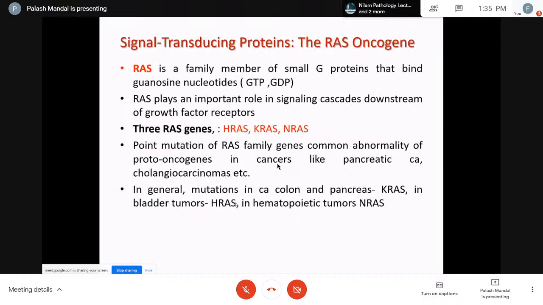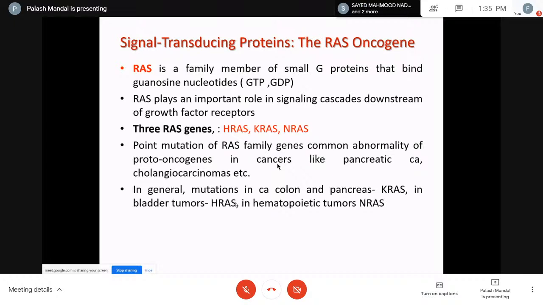Now coming to signal transducing proteins. So we are coming one by one. Growth factors were there. They may be modified. The growth factor receptors may be modified. Okay. So the growth factor receptors, their modification we discussed, the RET proto-oncogene, now or the EGFR.